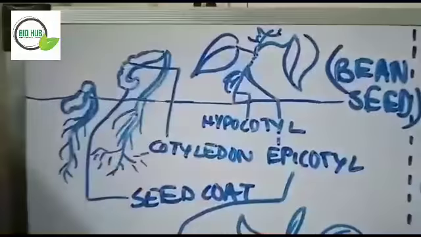On the other hand, the germination in which not the cotyledons but the plumule comes out to form the first new leaves is called hypogeal germination. There the cotyledons remain inside the soil or below the soil. It is mostly seen in monocot plants, for example maize seed, but it is also seen in some dicot plants, for example mango.